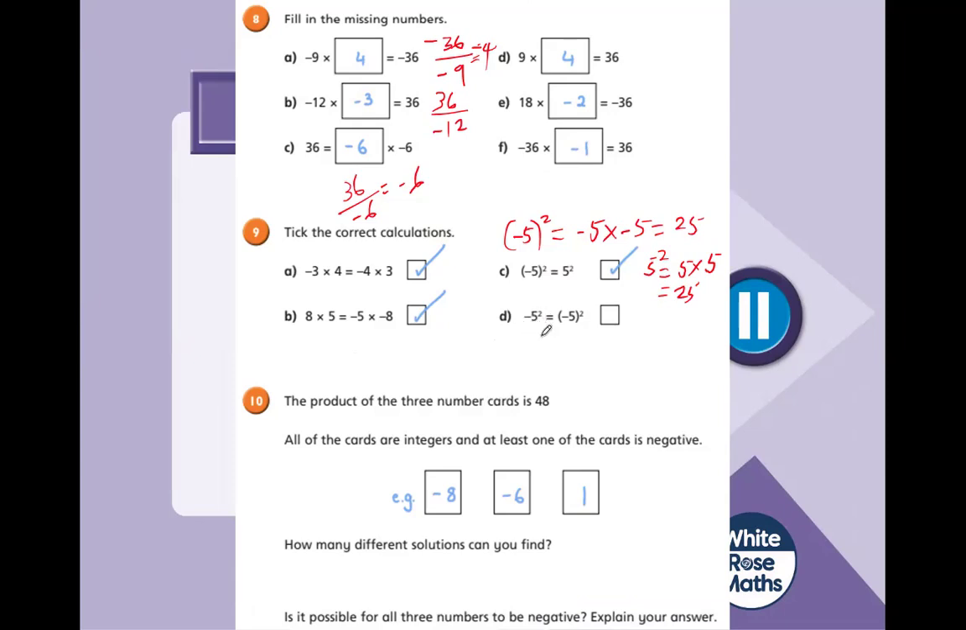And it's the same thing here. But here, the calculations are not the same. Because negative 5 squared is not the same thing as this, which is not in brackets. So it's not the same as this one. Here you're asked that the product of the three number cards is 48. So multiplying them gives us 48. All of the cards are integers and at least one of the cards is negative. So you can choose any combination of numbers to make your answer up.